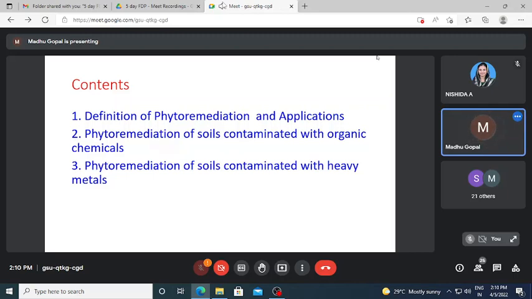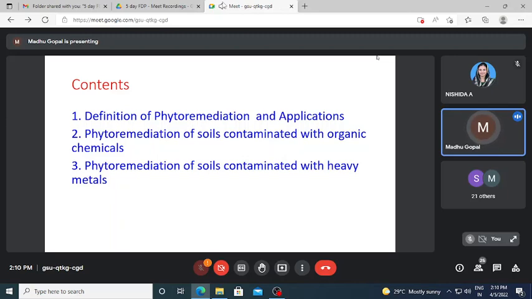Then the session will be divided into two different subtopics. One is phytoremediation of soils contaminated with organic chemicals, and the second subtopic is phytoremediation of soils contaminated with heavy metals.